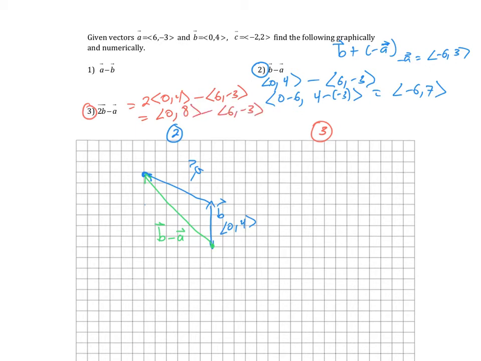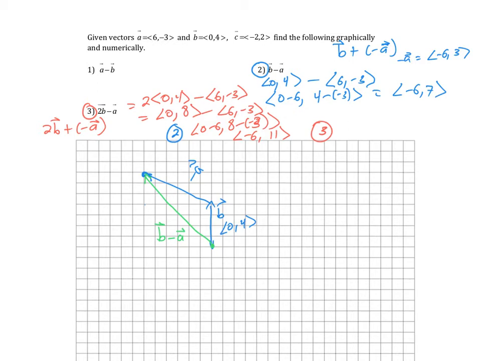Now I'm going to subtract the corresponding components. So this is going to be 0 minus 6, the x components, and 8 minus negative 3. And that's going to be negative 6, comma 11, our resultant vector. And now we're going to do this graphically. I'm going to first draw 2b, and then from that we're going to add negative a. So that's how we're going to do subtraction, as adding the opposite vector.